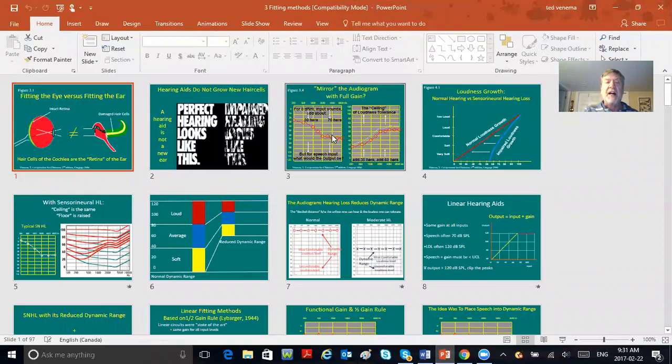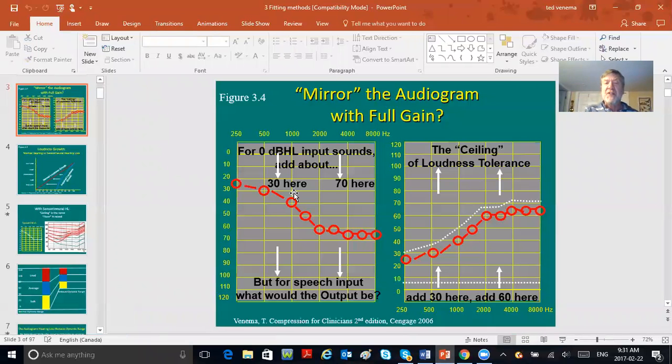Moving down the page, looking at mirroring the audiogram with full-on gain, and that's really when we looked at this slide here, didn't we? We could see that we really can't fix this whole threshold loss by making it all zero. We can do that for really soft sounds. If all the input sounds were 5 dB, sure, we could amplify all of those by the full degree of the loss and thus make those 5 decibel sounds all audible.